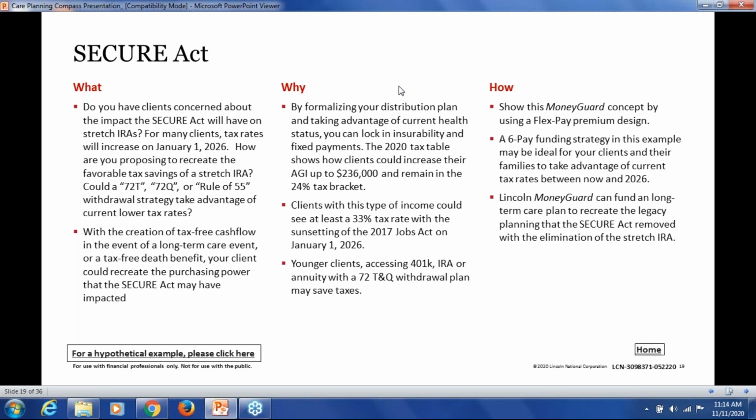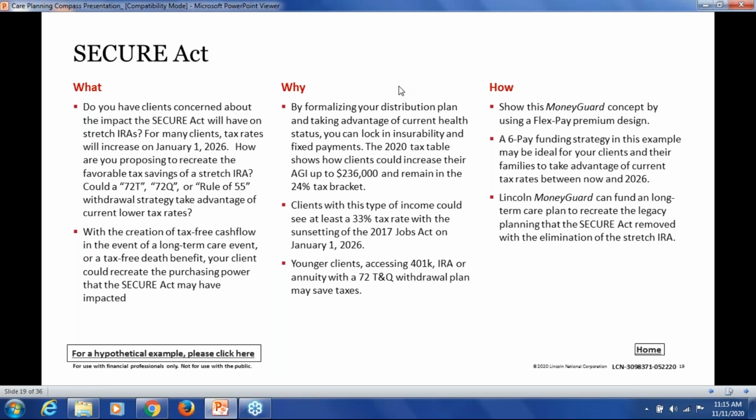Now, inherited qualified funds must be taken, taxes paid by the end of the 10th year after the death of the original owner. So this means in a lot of cases, adult children in their peak income earning years are now going to have additional taxable money that they have to pay taxes on, in their highest tax bracket they've ever been in, and now they're getting more taxable money, maybe boosting them into yet another tax bracket.